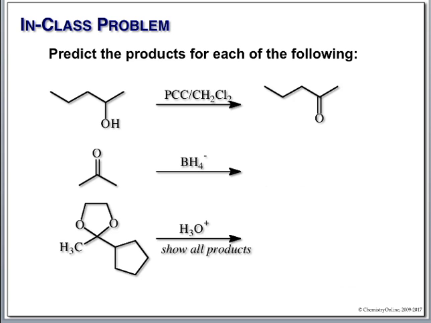Or a hydride, simple reducing agent. Add hydride to the carbonyl carbon, make an alcohol, and we have 2-propanol.